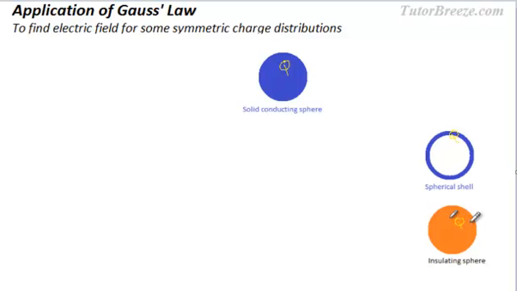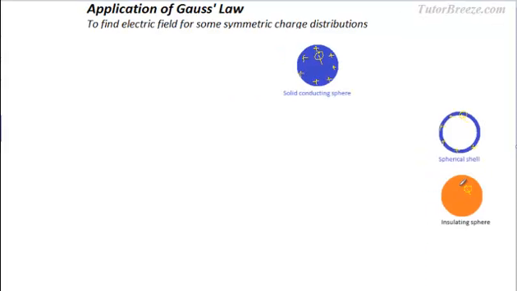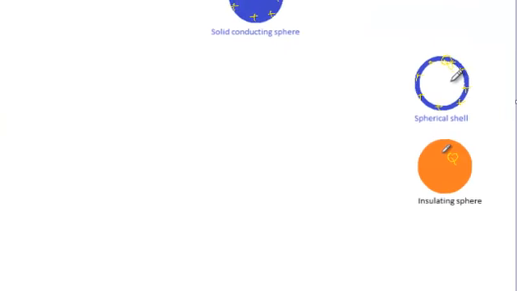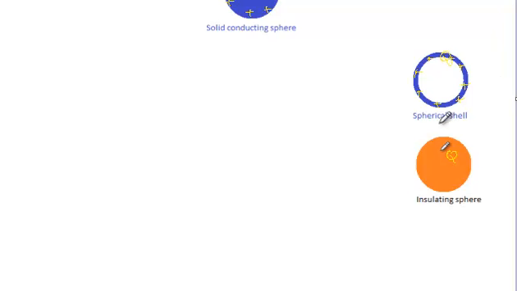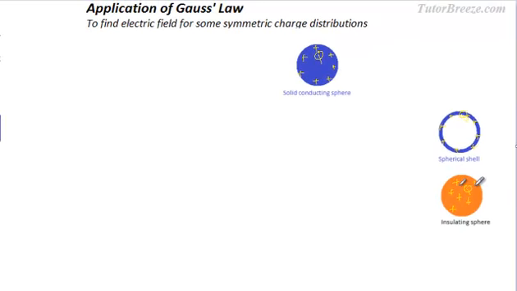So you have a charge Q in each case, and for the solid conducting sphere, the charges will spread out and they will be close to the surface of the conductor. In case of the spherical shell, they are on the shell because the shell is thin. In case the shell is thick, they will be towards the outer surface, and in case of the insulating sphere, they can be throughout its volume.